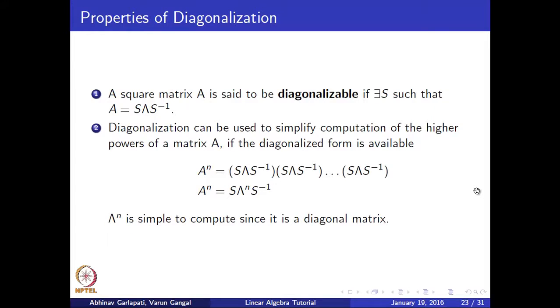When do we say that a square matrix is diagonalizable? Well, when such a diagonalization exists. We saw that we needed S to be invertible for the diagonalization to exist.